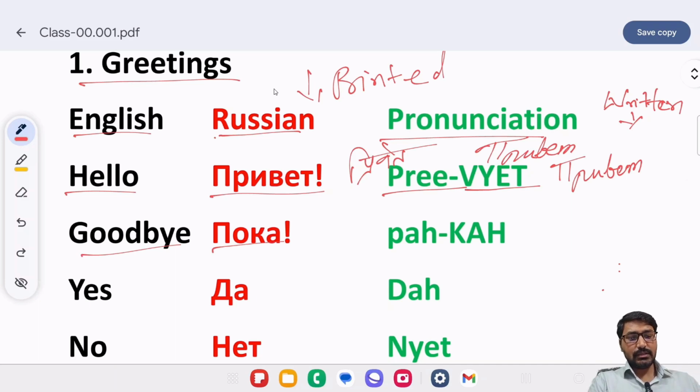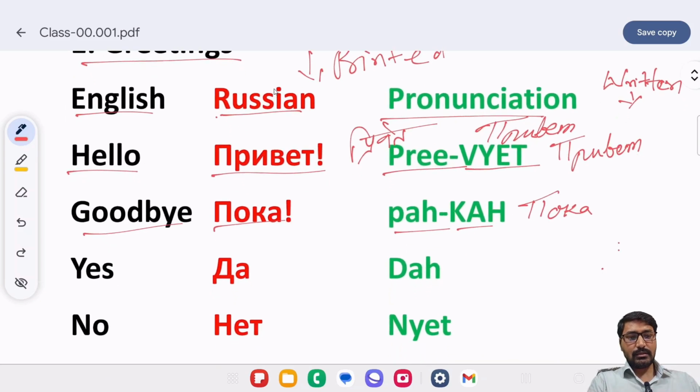That is in Russian пока. Пока, like that. So пока. How to write? Пока. So listen to the pronunciation correctly and then pronounce it or repeat it.